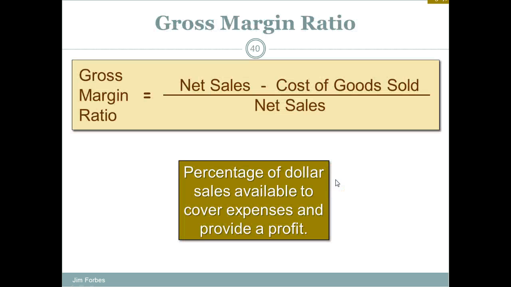Another important ratio is your gross margin ratio. So again, what is that gross margin? Gross margin is net sales minus the cost of goods sold over your net sales. It's a percentage of the dollar sales available to cover expenses and provide a profit for the company. Again, it doesn't take away the operating expenses. We're only calculating the gross margin ratio. It is used extensively by analysts as well as creditors.